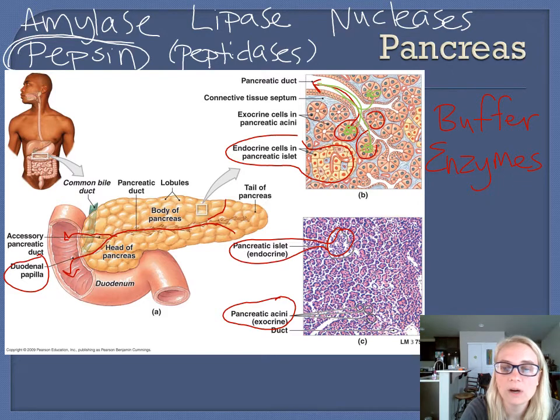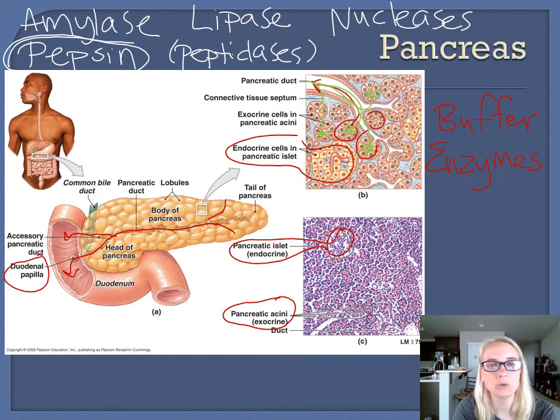So this is going to be our cocktail of enzymes that are then going to be secreted into your duodenum to start mixing and churning with this chyme that's coming from the stomach and do this chemical breakdown. And then the brush border enzymes will do the final breakdown. Okay. So that is our pancreas. Amylase, lipase, nucleases, proteases.